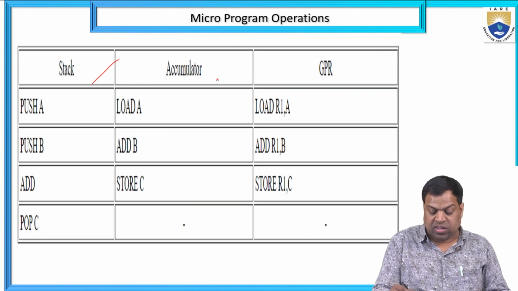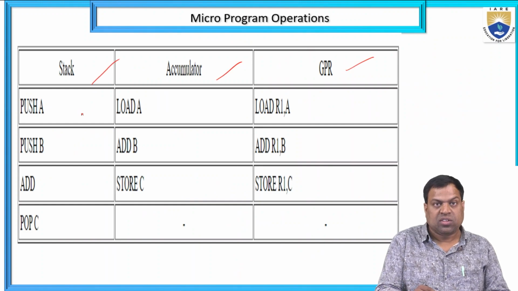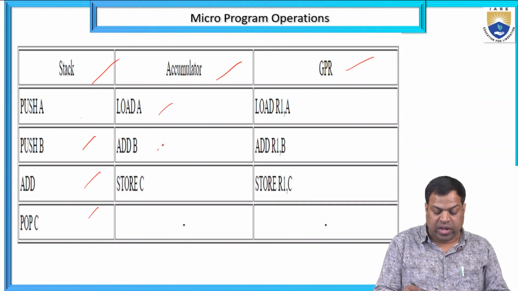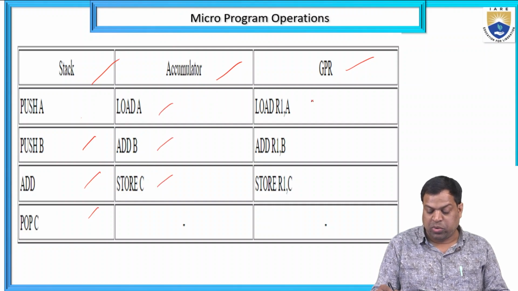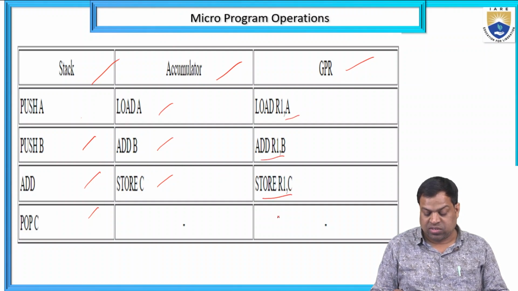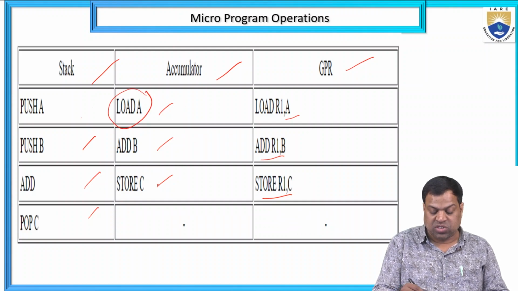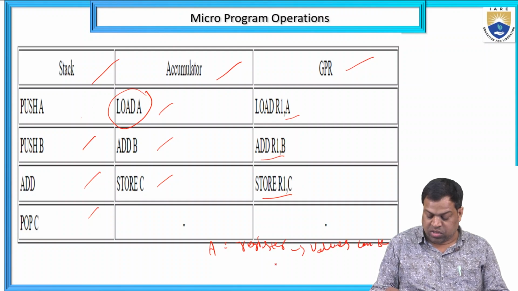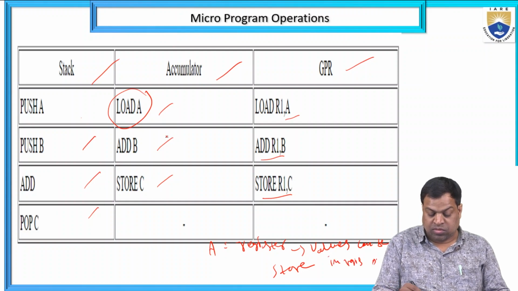So stack, accumulator, GPR. Stack: push A, push B, add, pop C. Here, using the accumulator means load A, add B, and store C. But in the GPR function, I'm taking load R1, A; add R1, B; store R1, C. Load A means the A register value is stored in register A, and add B.